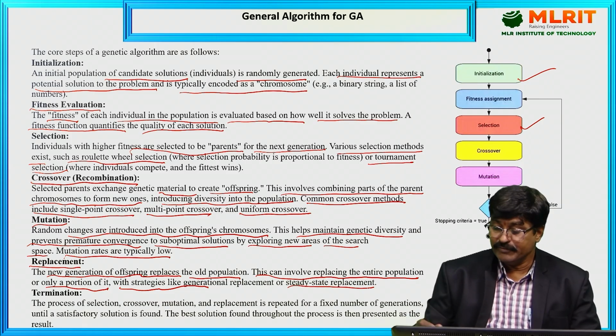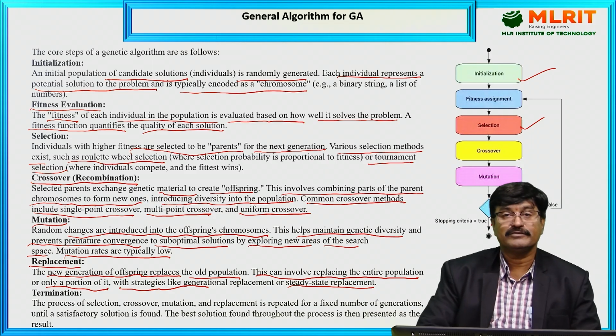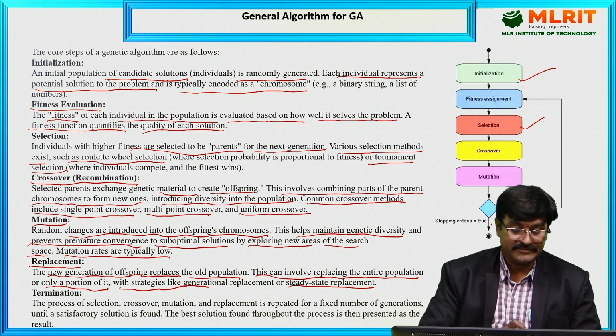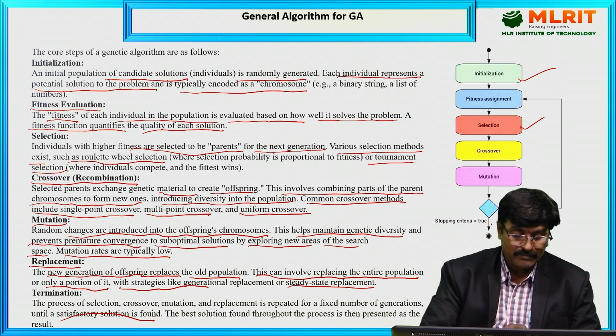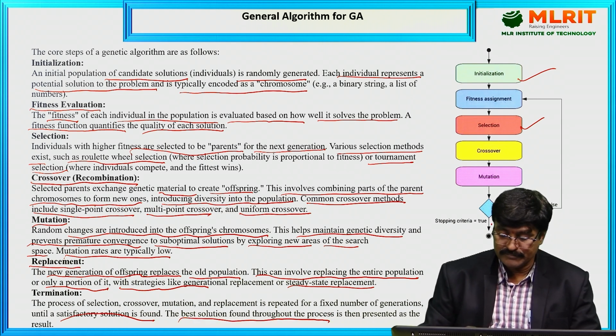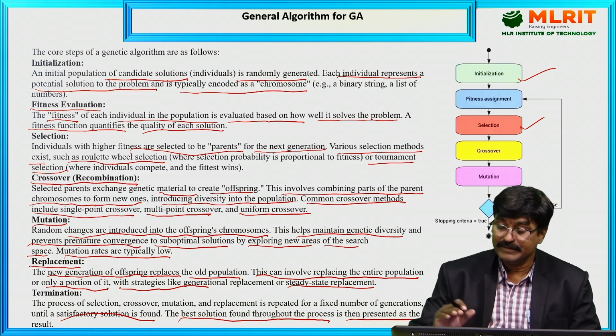Termination: when is it going to terminate? If the process of selection, crossover, mutation and replacement is repeated for a fixed number of generations, or until a satisfactory solution is found, then you can terminate it. The solution found throughout the process is then presented as the result. Every generation, it is showing the results. This is the algorithm.